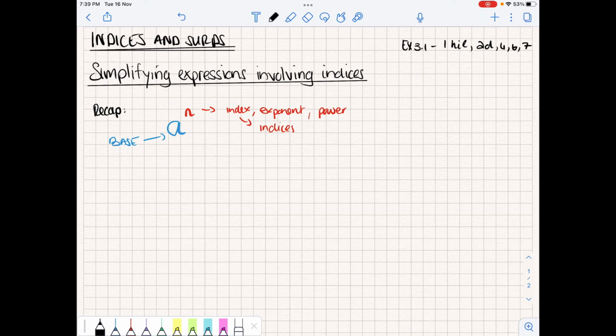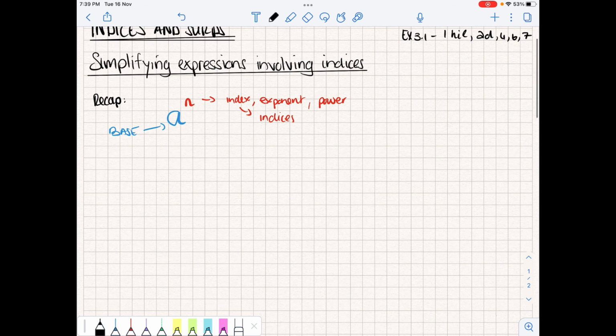Now there are 9 rules that we need to remember when it comes to indices. Okay, we're just going to recap them. If you need to go back and look at them again, then I suggest you do that now. But we're just going to be looking at the rules, and that's it.